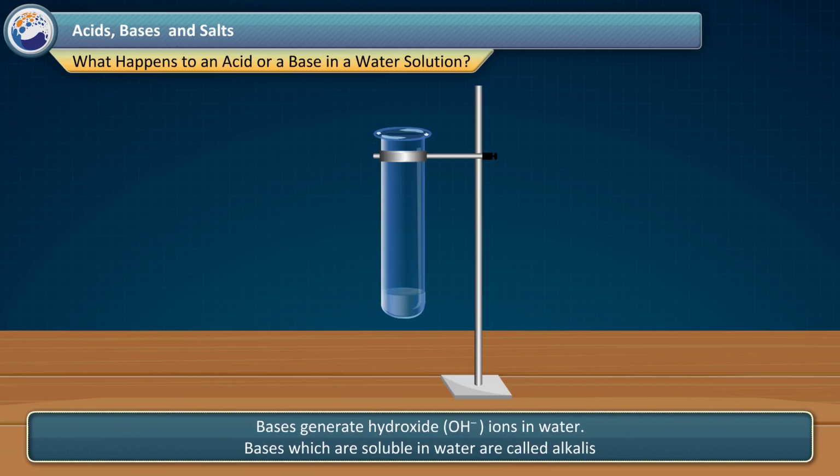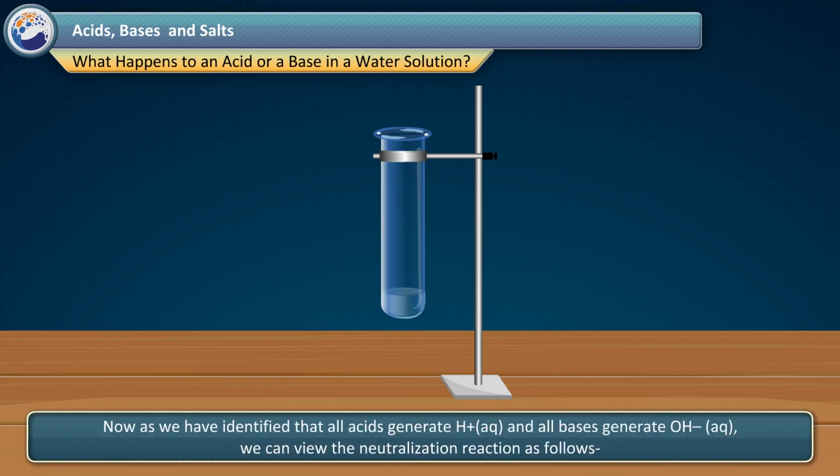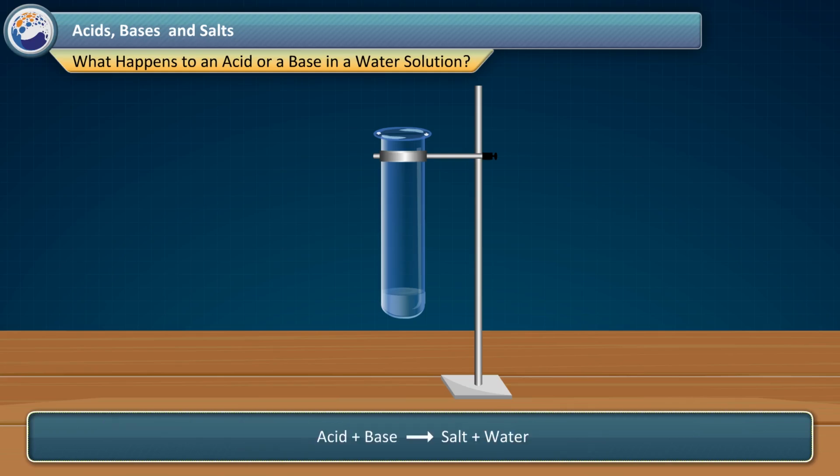Bases generate hydroxide OH- ions in water. Bases which are soluble in water are called alkalis. Now as we have identified that all acids generate aqueous H+ and all bases generate aqueous OH-, we can view the neutralization reaction as follows. Acid plus base gives salt and water.